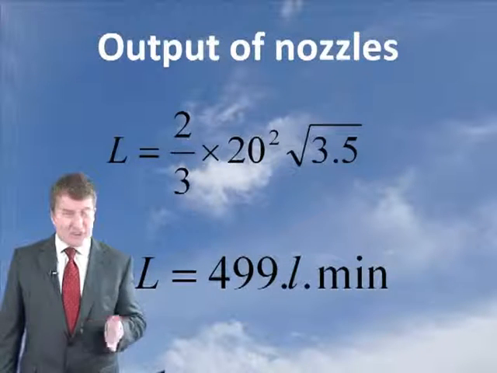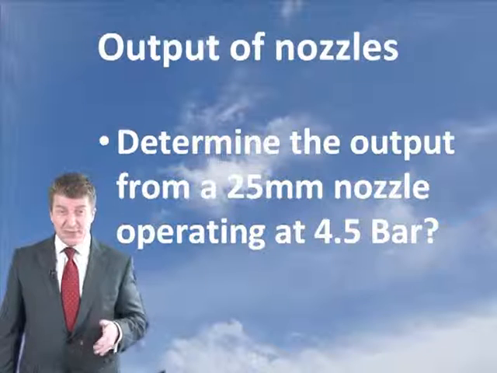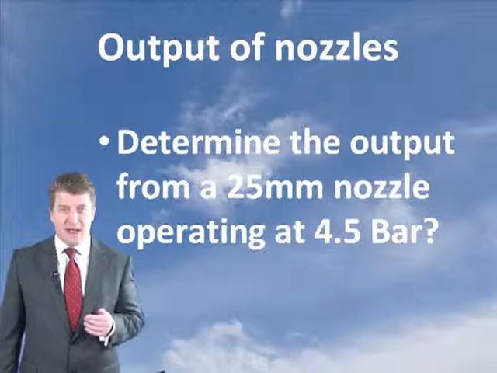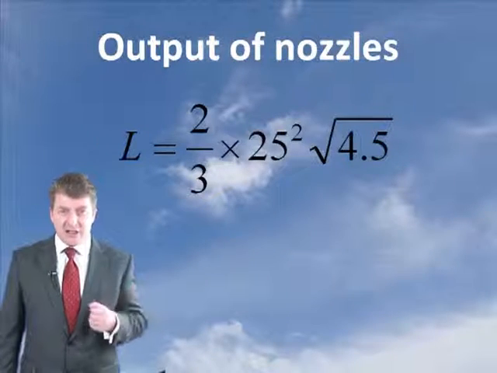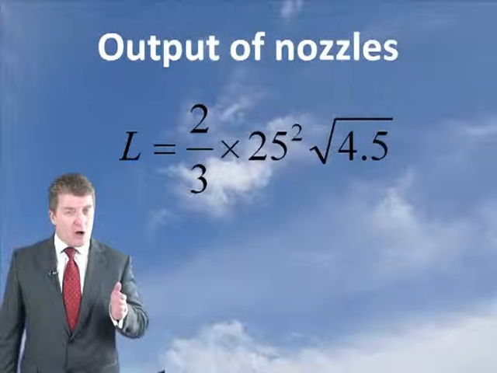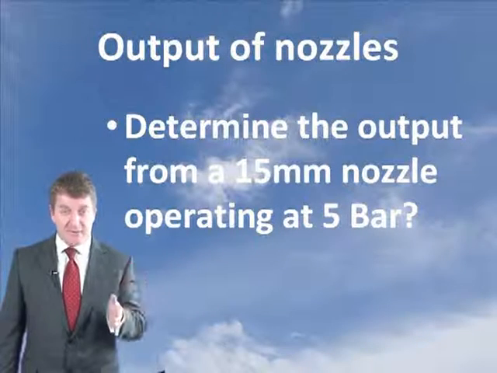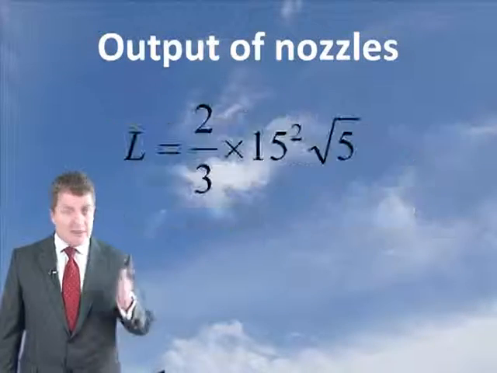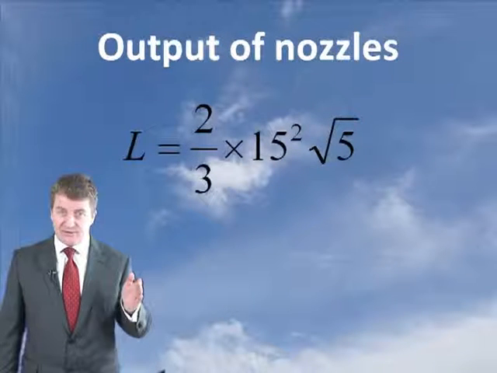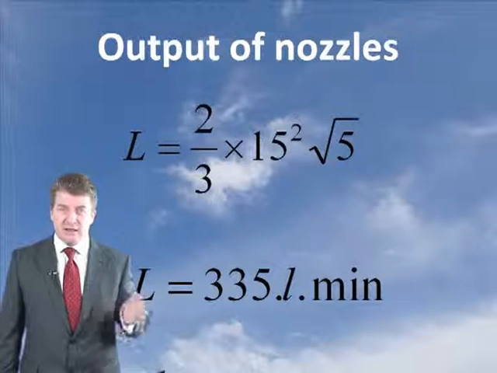Let's do another example. Determine the output from a 25mm nozzle operating at 4.5 bar. If we put in the known variables, as you can see here, this gives an output of 883 litres per minute. Let's do another example. Determine the output from a 15mm nozzle operating at 5 bar. Put in your known variables here, it gives an output of 335 litres a minute.